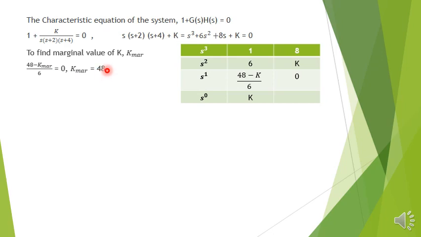So this is the marginal value, meaning up to 48 the system is stable. After 48 the system is unstable. So the system is unstable for K greater than 48. Okay, now what is the intersection with the imaginary axis?